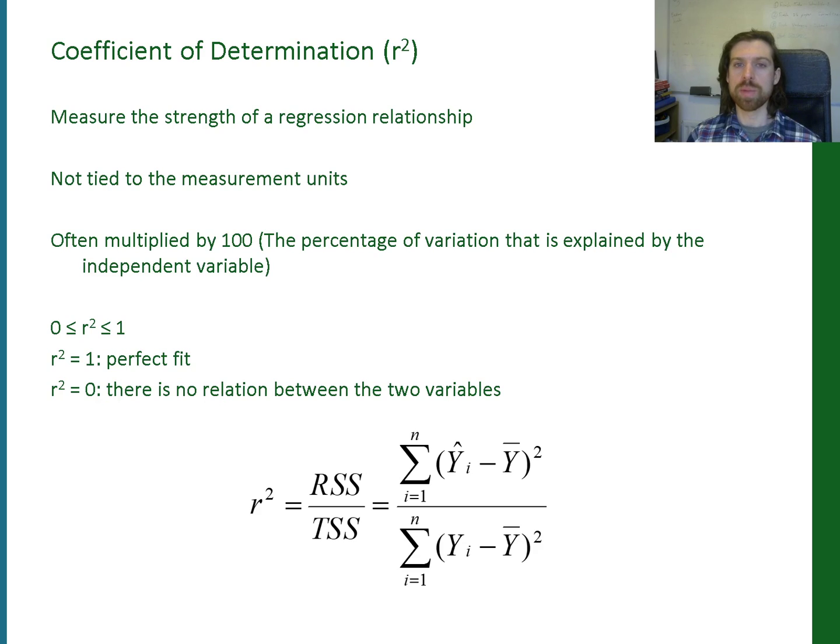So the coefficient of determination I mentioned previously when we were covering how to get the F statistic. Essentially this coefficient of determination measures the strength of a regression relationship. It's not tied to measurement units, and often it can be transferred into the percentage of variation that's explained by the independent variable. I've got a paper that I might share with you which focuses on trying to predict income levels from satellite imagery, and this is exactly the approach that we've used.